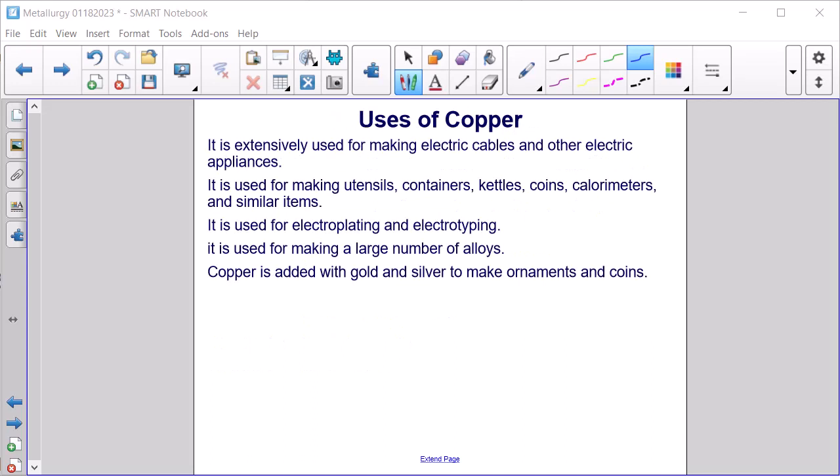Uses of copper. It is extensively used for making electric cables and other electric appliances. It is used for making utensils, containers, kettles, coins, calorimeters, and similar items. It is used for electroplating and electrotyping. It is used for making a large number of alloys. Copper is added with gold and silver to make ornaments and coins.